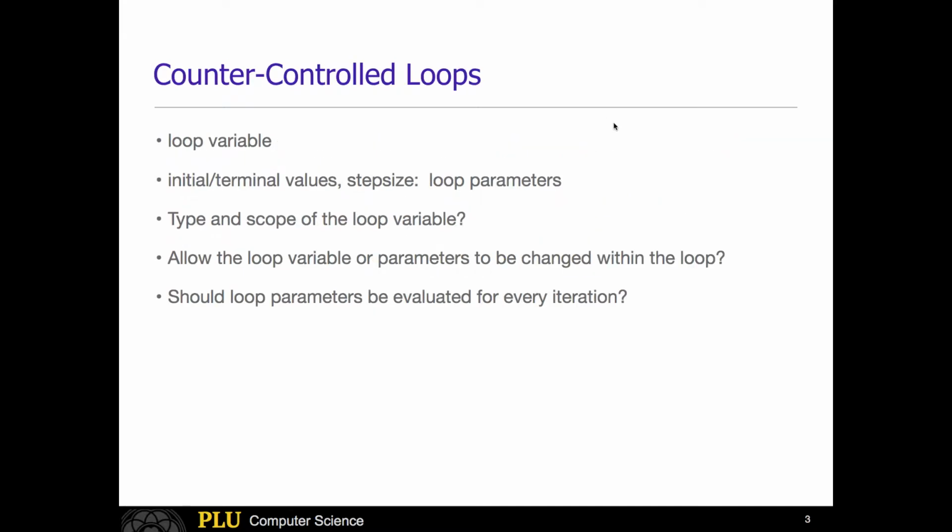So we're going to look right now at counter-controlled loops. Loops that are counter-controlled typically have a loop variable, and some of the questions or concerns associated with counter-controlled loops are: how are the initial or terminal values determined? Do you allow a step size other than one? What is the type and scope of the loop variable? Can the loop variable change inside the body of the loop or not? And should the loop parameters be evaluated at every iteration?